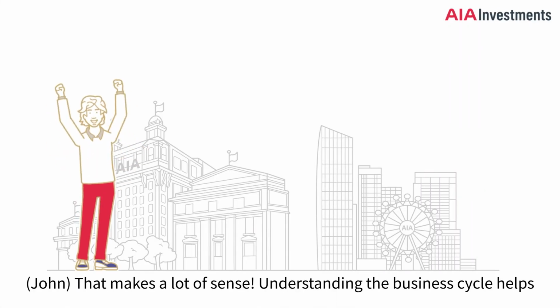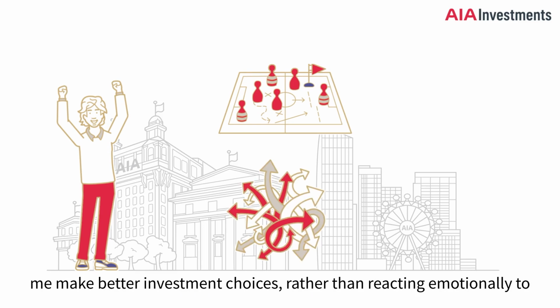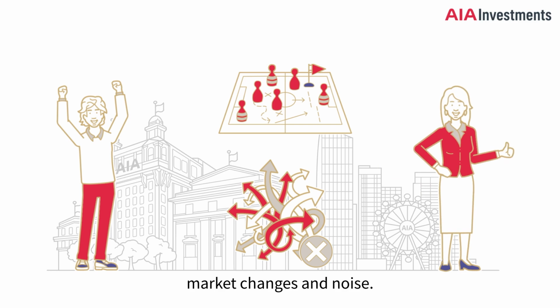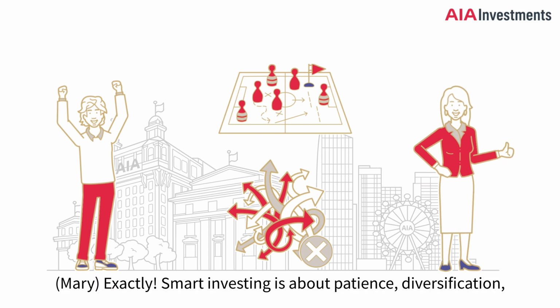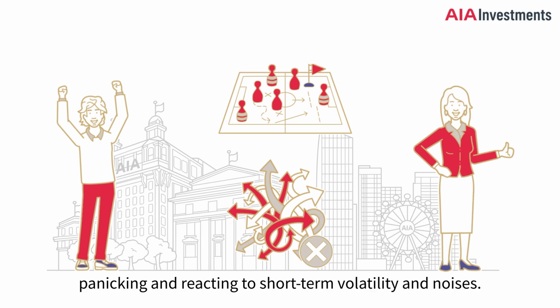That makes a lot of sense. Understanding the business cycle helps me make better investment choices, rather than reacting emotionally to market changes and noise. Exactly. Smart investing is about patience, diversification, and staying invested over multiple business cycles, not about panicking and reacting to short-term volatility and noises.